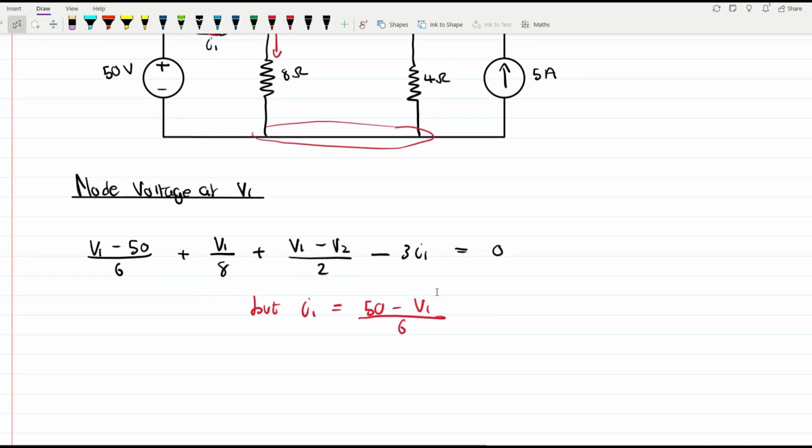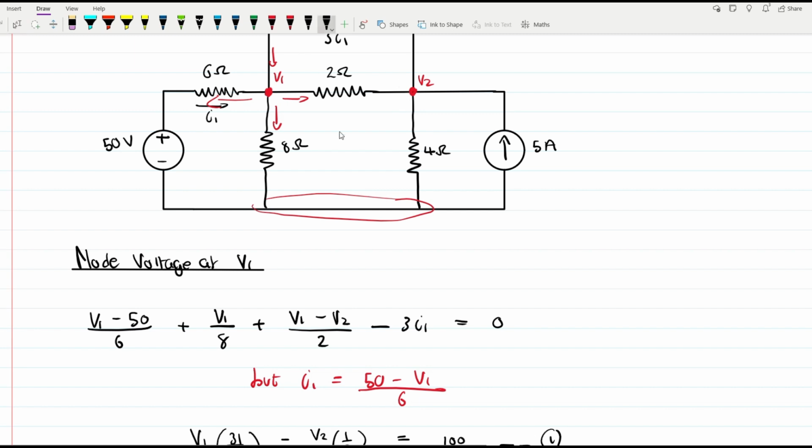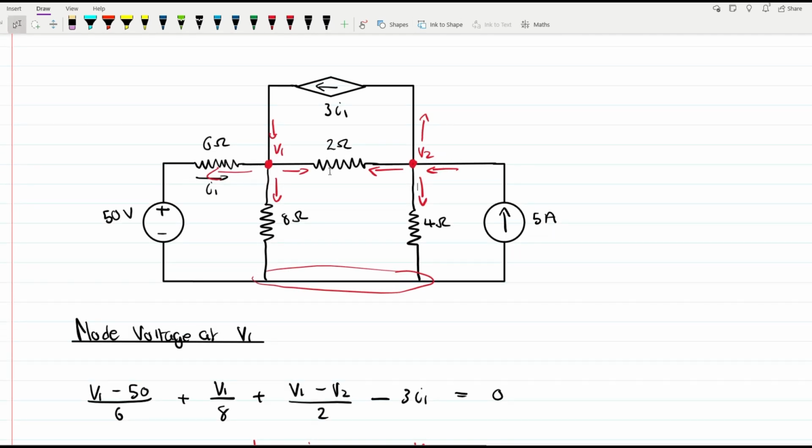So what we have to do now is to substitute this I1 into this equation and simplify the equation. You should get something like this, and then from there you can call this equation 1. So now we're going to go over to node 2, and then we're going to say there's a current going outside, and there's a current going out, and this one is going in. So we're going to do our node voltage analysis at that node.